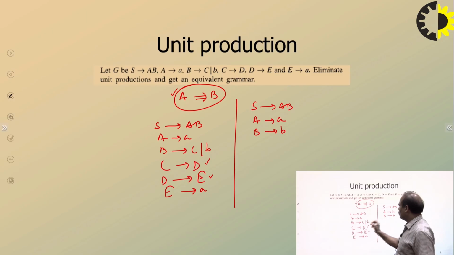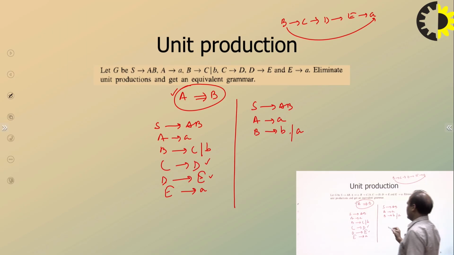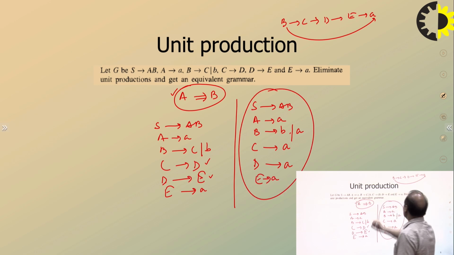Look at here, B goes to C, C goes to D, D goes to E, E goes to small a. So B goes to small a also. Look again, B goes to C and C goes to D, D goes to E and E goes to small a. Therefore, B goes to a non-unit production, right? Yes, so it's very simple. And C goes to D, D goes to E, E goes to small a, so C goes to small a. D goes to capital E, E goes to small a, so D goes to small a, and E goes to small a. So this grammar has no unit production. So unit production can easily be eliminated.